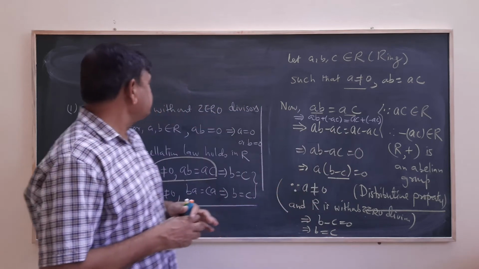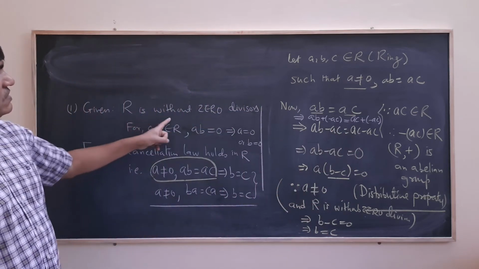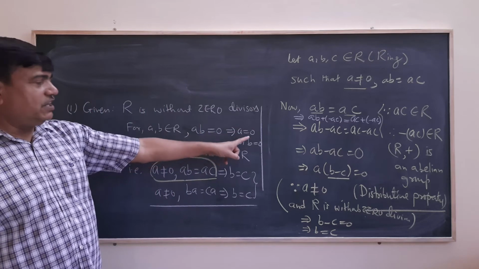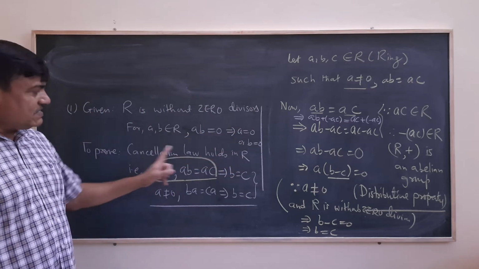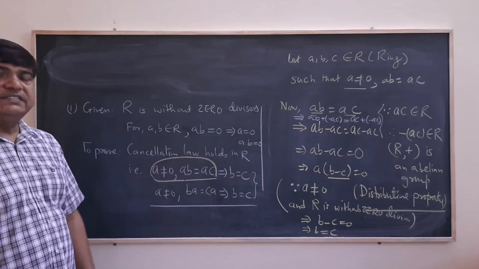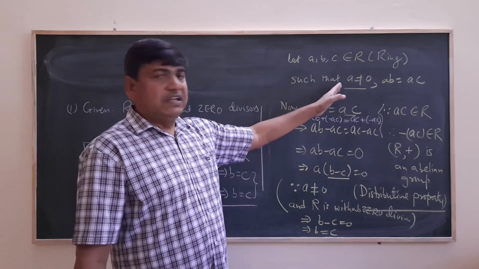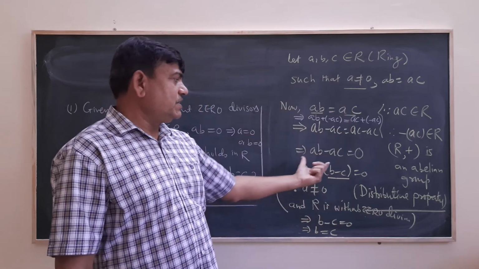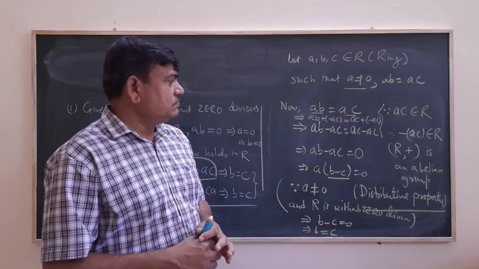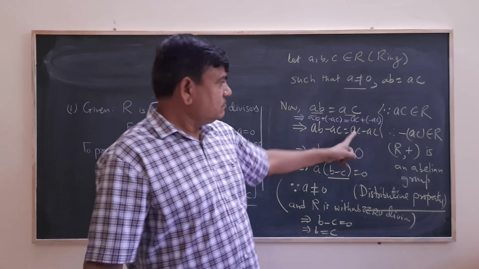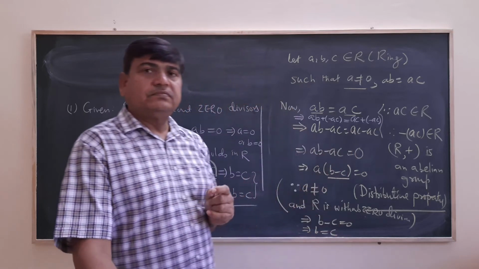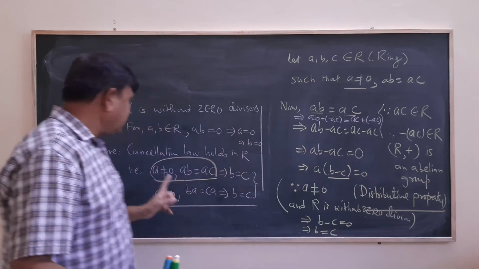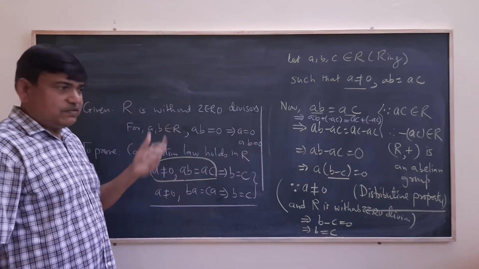I repeat this. What is given? R is without zero divisors. Means AB is 0, then A equals 0 or B equals 0. Cancellation law holds. This is the cancellation law that I have written. I started from here, kept writing the logic and kept working. So it is this type of situation. First part is proved. Now second, the reverse, converse part. Cancellation law holds and we prove this one. Okay, so that is it.